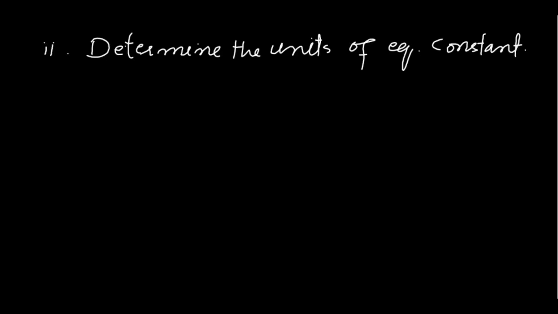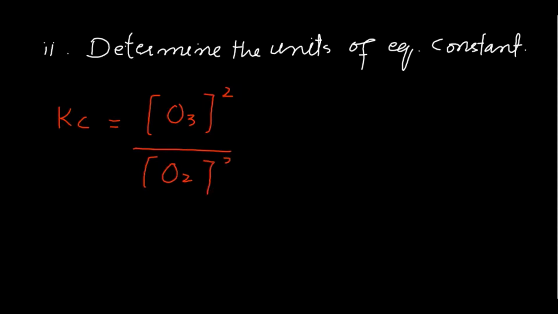Now students, we will see what next question is given. In the next question, we are asked to determine the unit of the equilibrium constant. It means we are asked to determine the unit of Kc. Now let's solve the question. We write the value of Kc first of all. Kc is equal to O3 raised to the power 2 over O2, that is oxygen, raised to the power 3, right students?